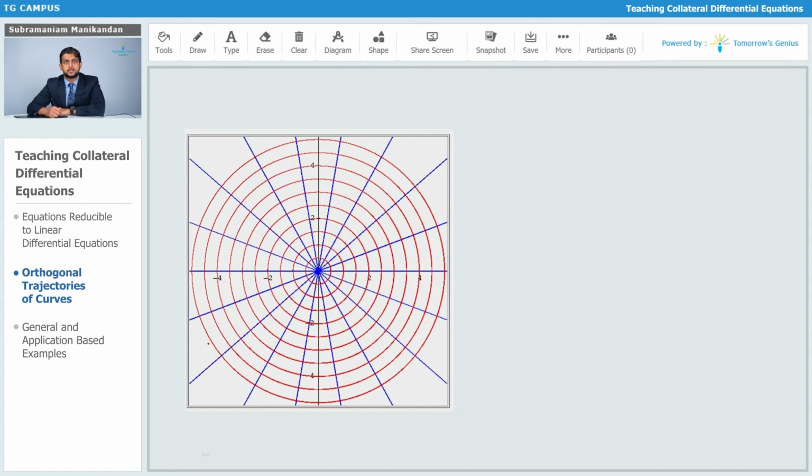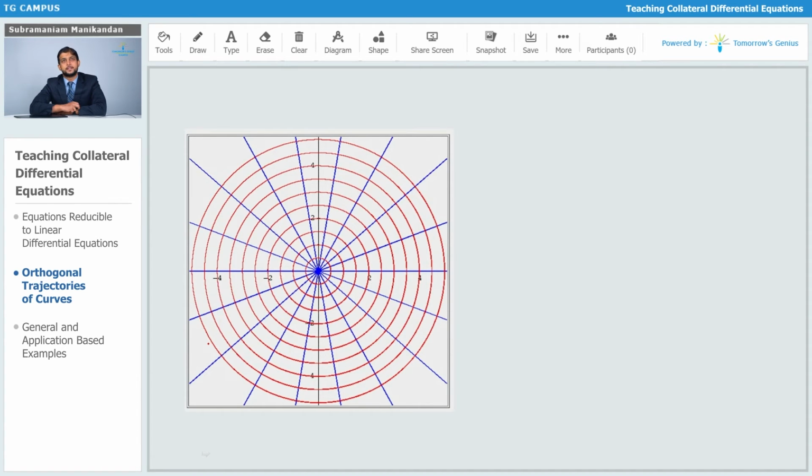As you can see in this diagram, the red colored circles are the given family of circles which have their center at the origin. And you see blue colored lines, each of which passes through the origin. So each of these blue colored lines is an orthogonal trajectory to the family of circles x squared plus y squared equals a squared, which are given in red.